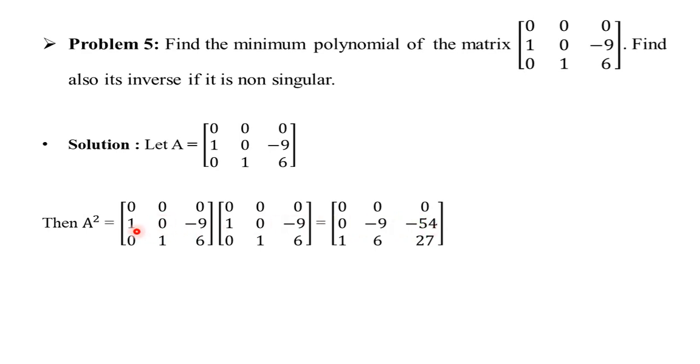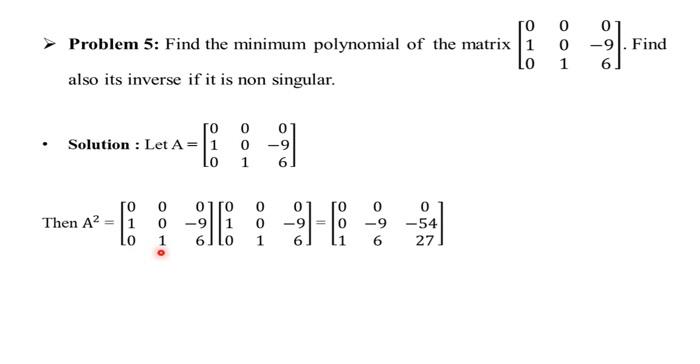For that, see here, 1 into 0 plus 0 into 1 plus minus 9 into 0, that is 0. Next, 1 into 0 plus 0 into 0 plus minus 9 into 1, that is minus 9. 1 into 0 plus 0 into minus 9 plus minus 9 into 6, that is minus 54.